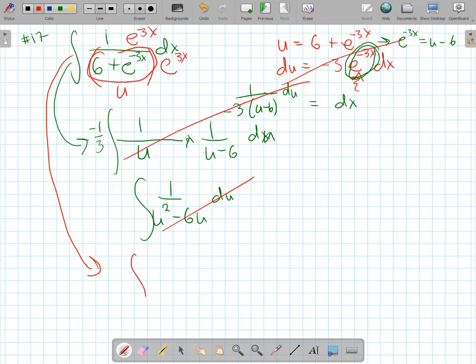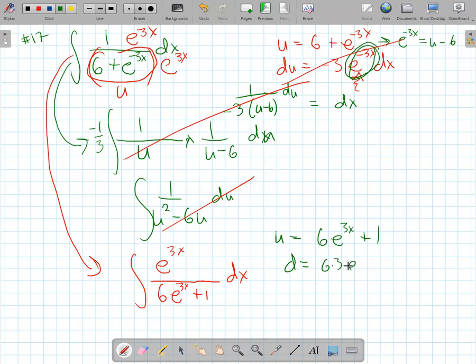e to the 3x times 1 is e to the 3x. In the bottom, e to the 3x times 6 is 6 e to the 3x. e to the negative 3x times e to the 3x is what? It's just 1. So I'm going to get a plus 1 in the bottom. Now, if I let u equal that denominator, 6 e to the 3x plus 1, du is going to be 6 times 3 times e to the 3x dx.